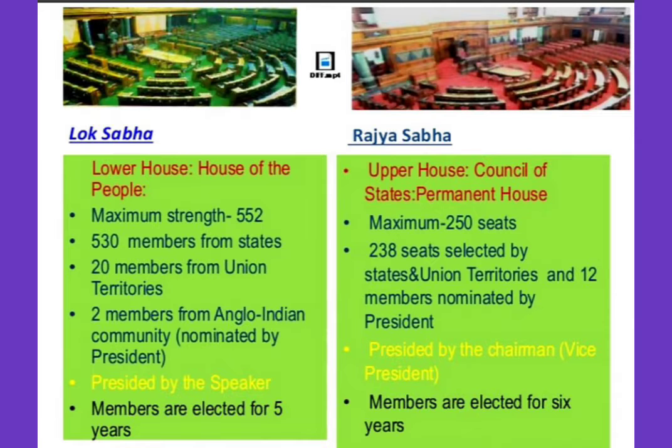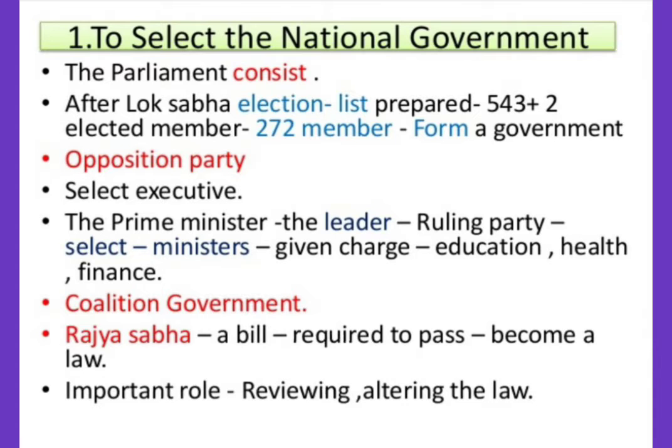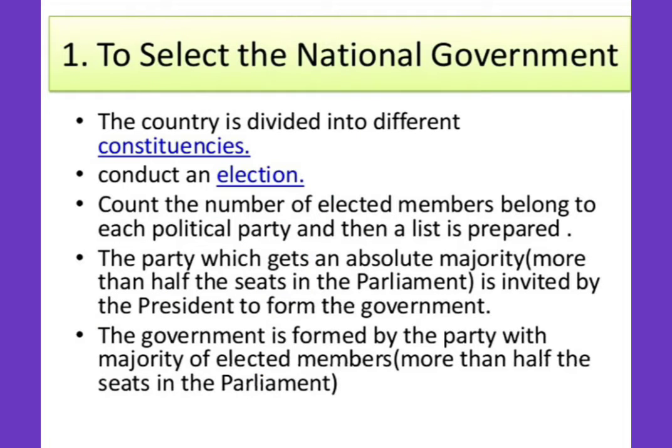So, the first point of today's topic, the role of Parliament, and the first function is to select the national government. Let's begin. We know that Parliament consists of members who are elected and form the government. Now there is an opposition party, where the Prime Minister is also the leader of the ruling party, who selects the Council of Ministers and gives charge to different departments like education, health, and there is coalition government also. I will make you understand a bit later.